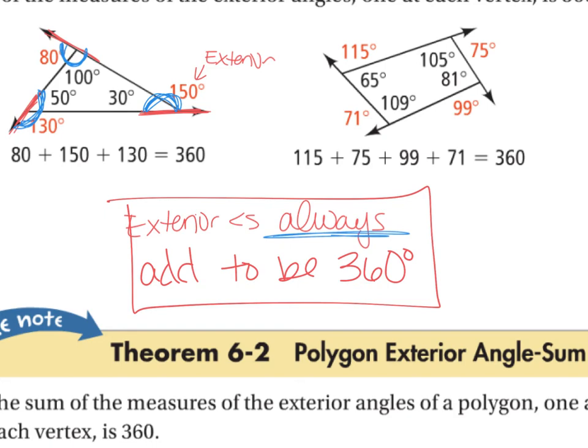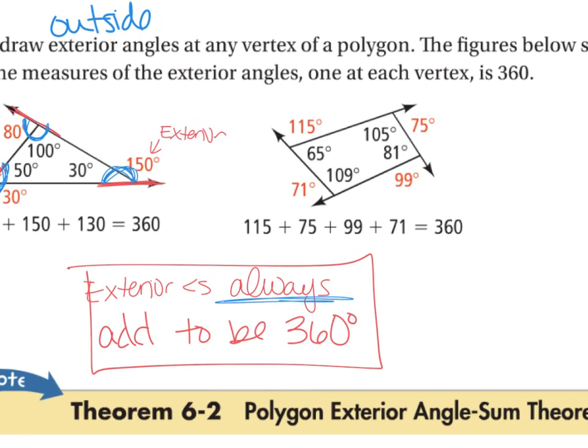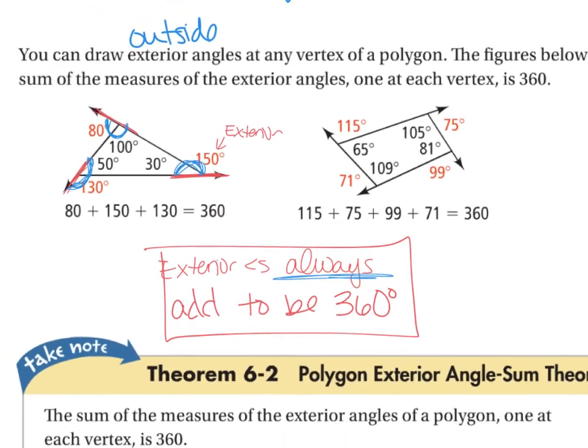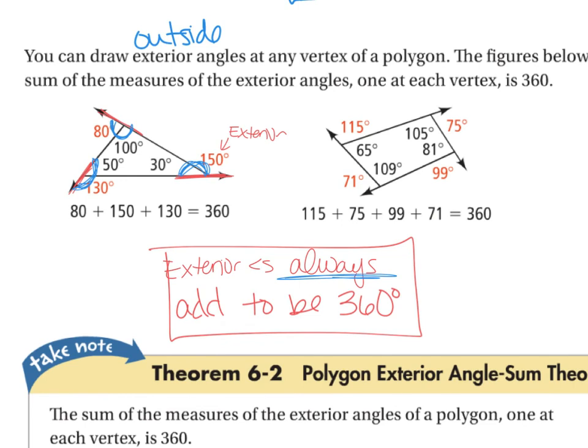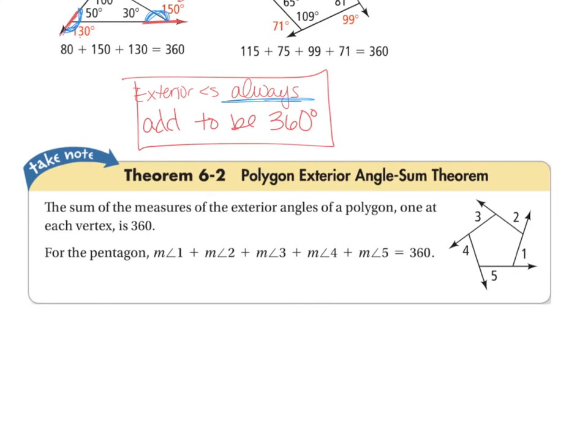It's pretty sweet because if you think about it, if you were to piece them together, I'm not going to draw it because it would be really bad. Sometimes you'll see textbooks draw it. But if you were to put all these exterior angles together, they would make a perfect circle. It's kind of neat. And a circle is 360 degrees. So just remember, exteriors always add up to be 360. That's pretty much what this theorem says.